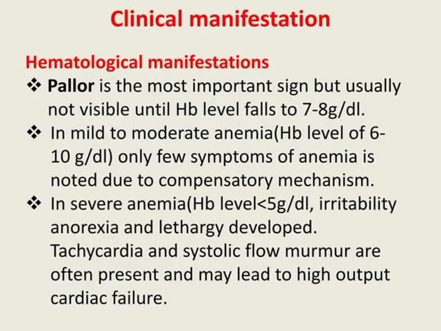Clinical manifestations of iron deficiency anemia. First, the hematological manifestations. Mainly, the most important sign is pallor, which refers to paleness of the skin and the mucous membranes. However, pallor usually becomes noticeable only when the hemoglobin level falls to 7 to 8 gram per deciliter. In mild to moderate anemia, the hemoglobin level will be around 6 to 10 gram per deciliter.